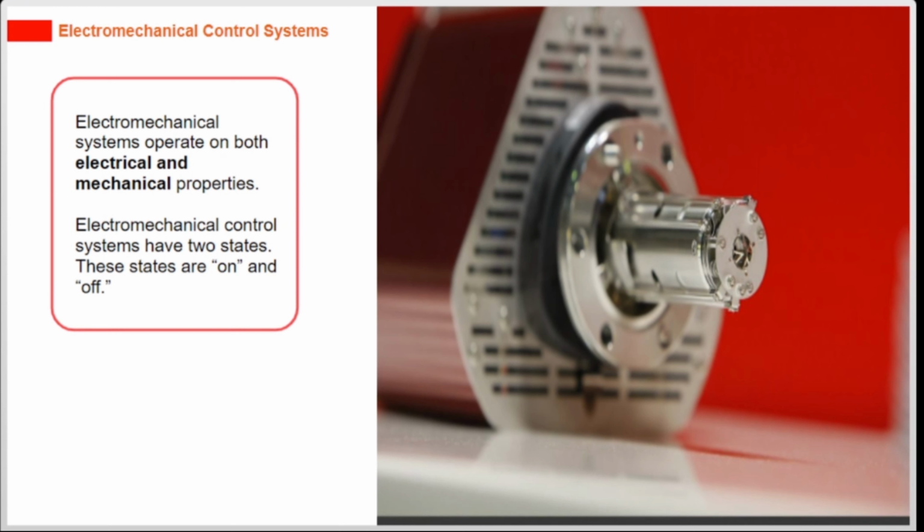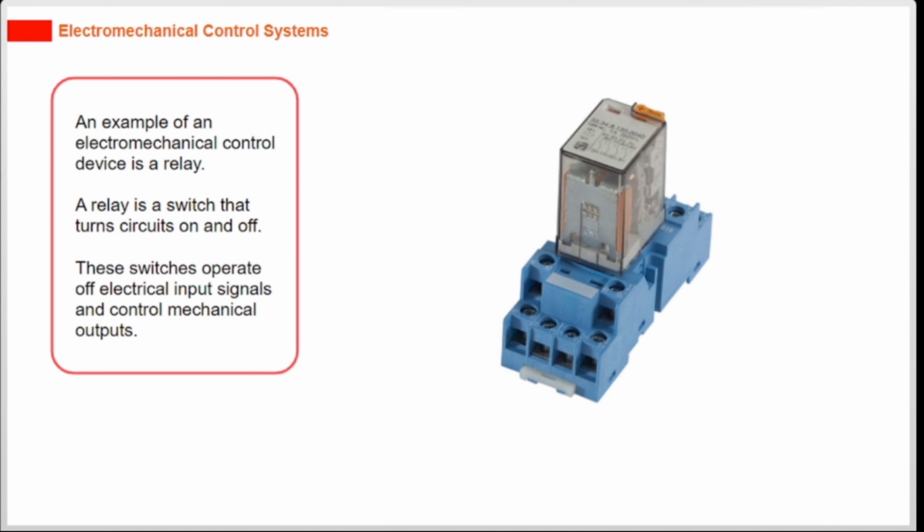Electromechanical systems operate on both electrical and mechanical properties. Electromechanical control systems have 2 states. These states are on and off. An example of an electromechanical control device is a relay. A relay is a switch that turns circuits on and off. These switches operate off electrical input signals and control mechanical outputs.